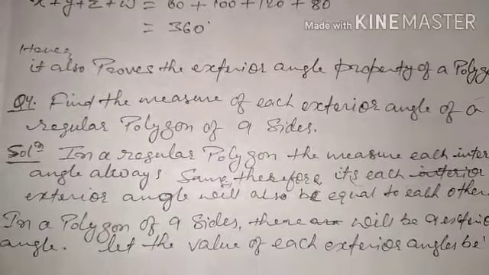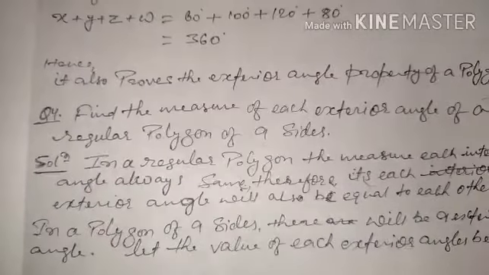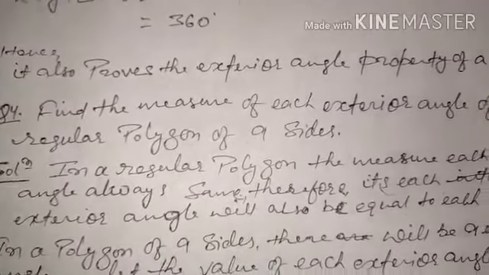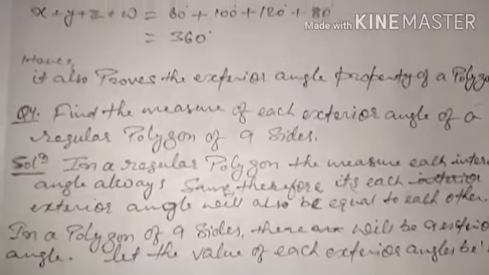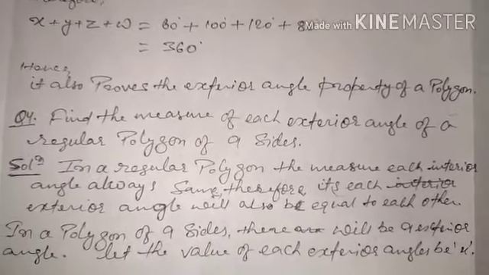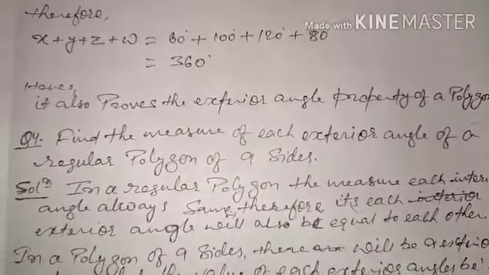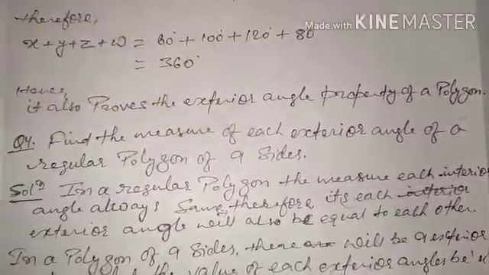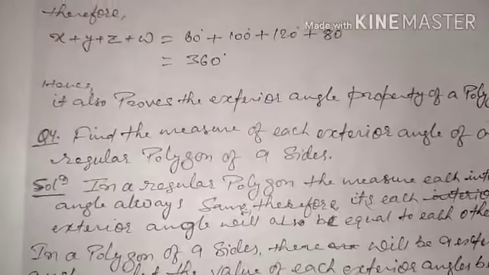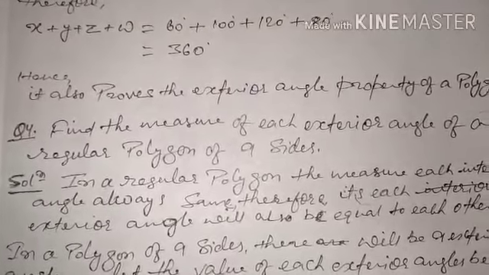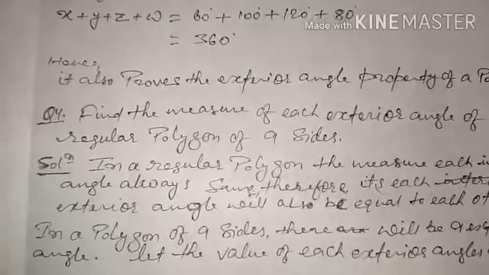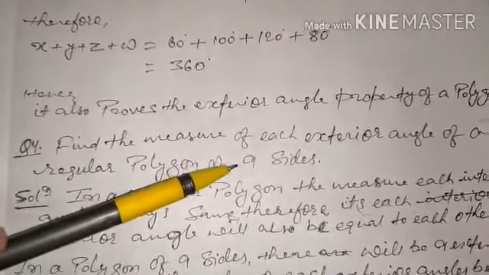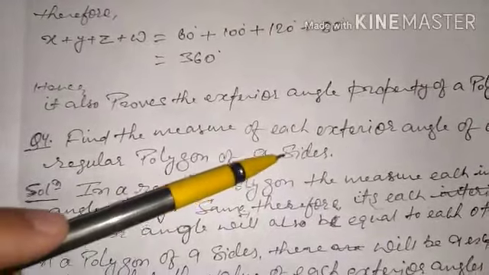Now moving on to another question. Find the measure of each exterior angle of a regular polygon of 9 sides. This question is saying to find the measure of each exterior angle. It is talking about the exterior angle of a regular polygon of 9 sides. If a polygon is given with some sides, like pentagon, heptagon, or whatever it is, here it is actually a nonagon, but it is not saying nonagon. It is simply saying that it is a polygon of 9 sides. So the value of n we know here.